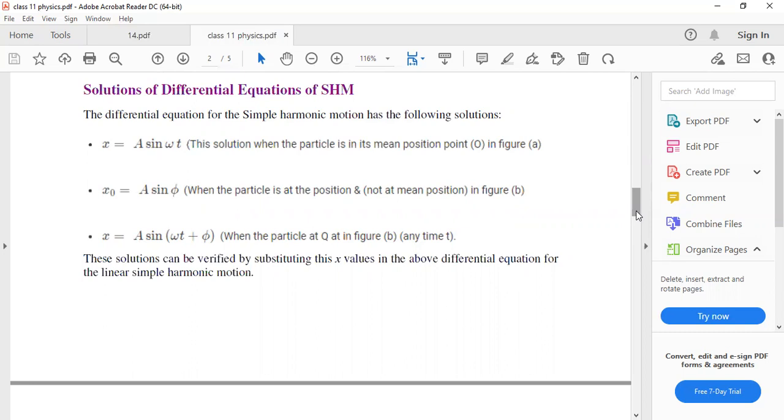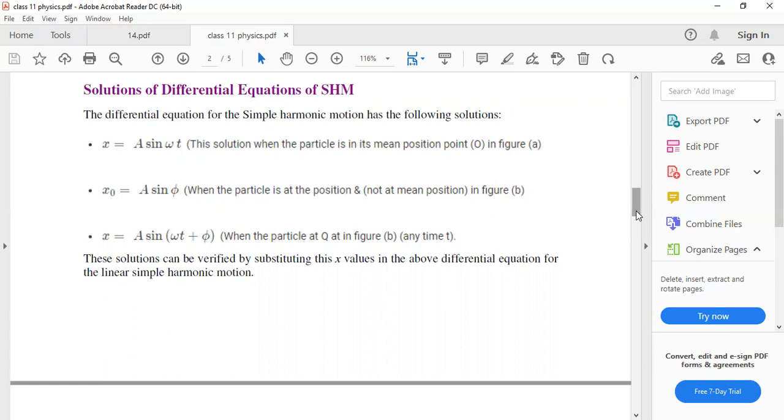So there are three cases. First, when the particle is in its mean position at the point O. Second, when the particle is not at the mean position. And third, when the particle is at Q in the figure at the time small t. Okay, students. So we can say that these solutions can be verified by substituting these x values in the above differential equation for the linear simple harmonic motion.